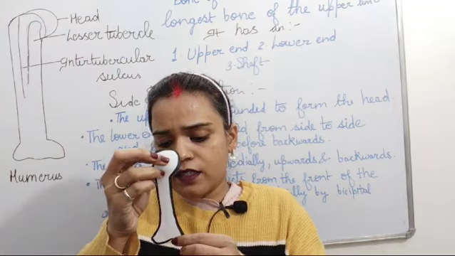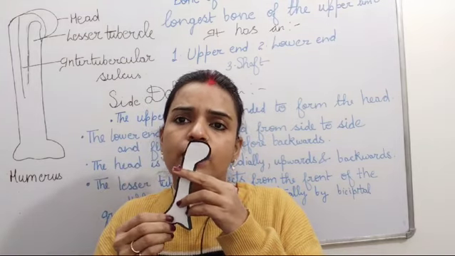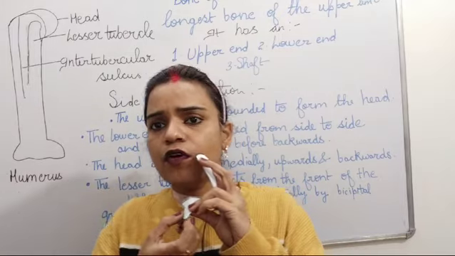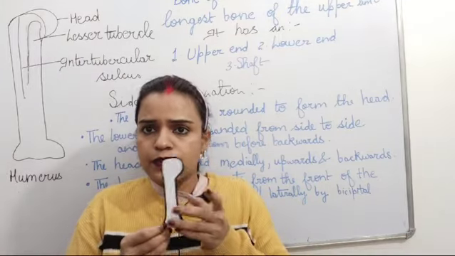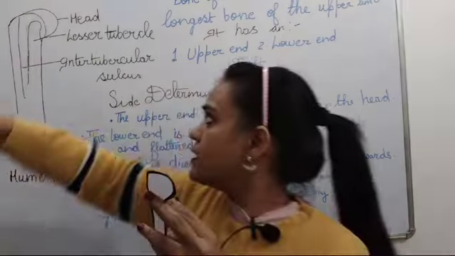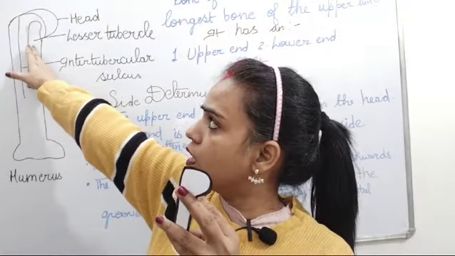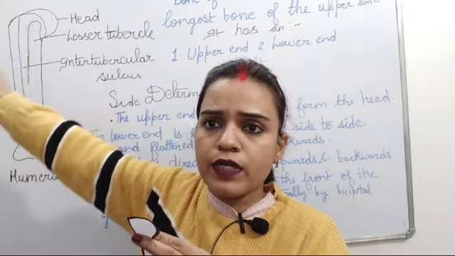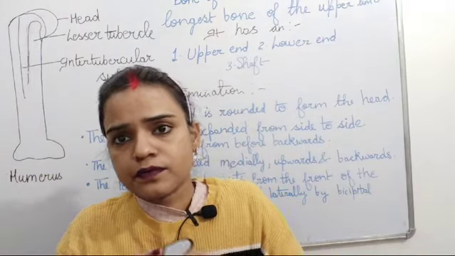Okay, and we have here the lower end. It is expanded on the sides and it is flattened from backwards. Okay, also you can find a lesser tubercle and which is followed laterally by the intertubercle sulcus.